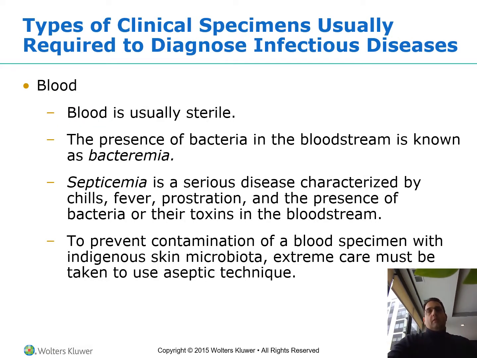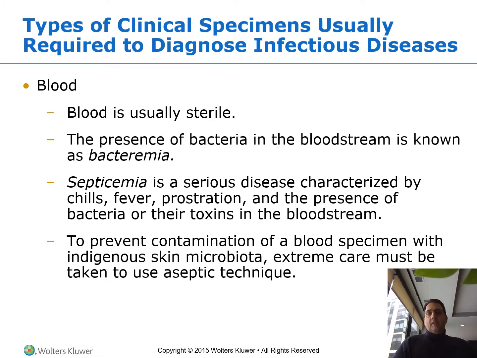Blood is one of the more common specimens we collect. It should be sterile. If you have anything in the blood, you have septicemia. If it's bacteria, we call it bacteremia, but septicemia means that you have some sort of an infection that is in the bloodstream, so the bacteria and their toxins or other things could be causing a whole bunch of signs and symptoms: fever, chills, pain.